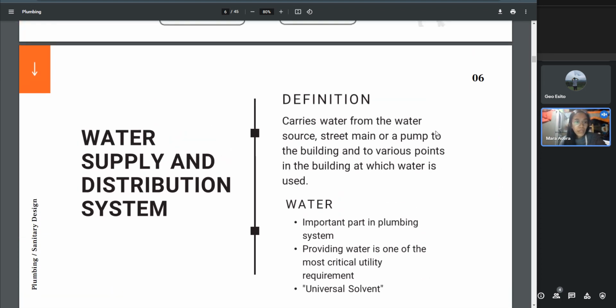Water supply and distribution system. It carries water from the water source, street main or a pump to the building and to various points in the building at which water is used. Water plays an important role in the plumbing system. Providing water is one of the most critical utilities, and it is a universal solvent also.